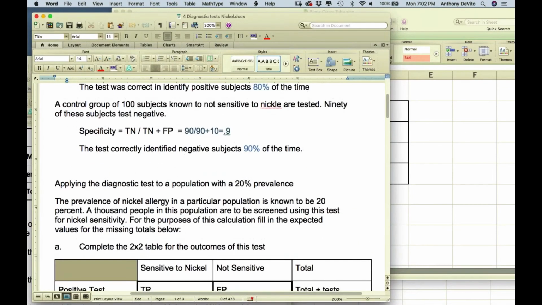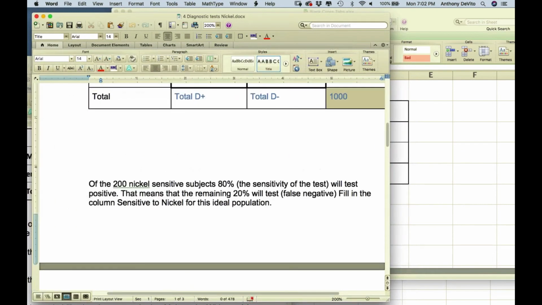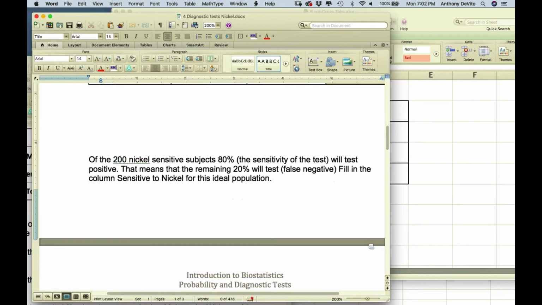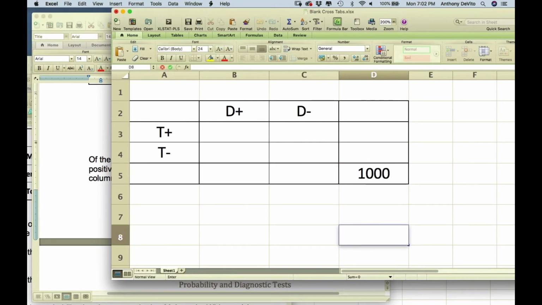And so you guys are gonna do this with me. Okay, and I'm gonna start with a population of 1,000 people. So I'm just gonna write 1,000 down here. Okay. So I'm gonna say to myself, well, gee, how many people out of this population have a nickel sensitivity, right?